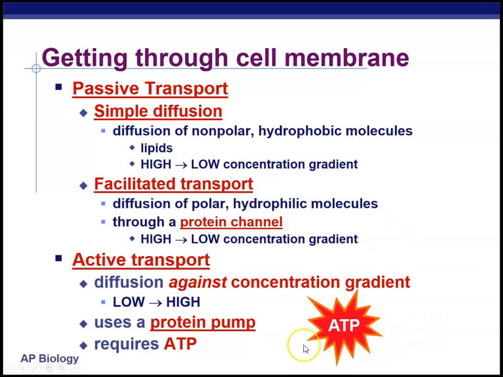However, in active transport, we've got to go against the concentration gradient. We're going from low to high concentration. We're using a protein pump that's changing its conformation. It's embedded in the lipid bilayer, changing conformation, allowing things either into or out of the cell, or sometimes both at the same time. This requires ATP.